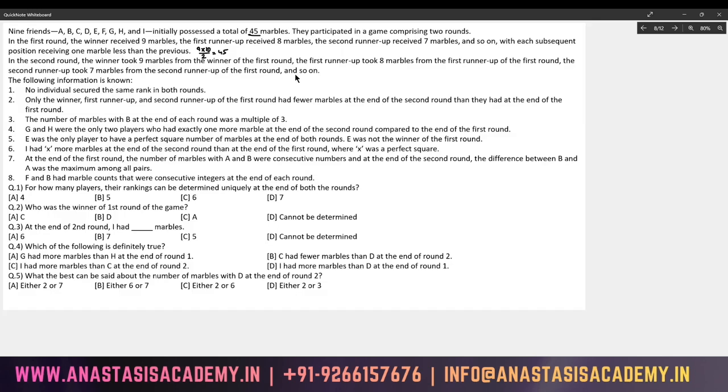So, in the first round also, 9, 8, 7, 6, 5, 4, 3, 2, 1 marbles are distributed. In the second round also, the same marbles get redistributed. The topper gets 9, the second guy gets 8, and so on. Okay. So, what information do we have to capture? We have to, of course, capture the name, and then how many marbles you have after round 1 and how many marbles you have after round 2. These points we will capture.